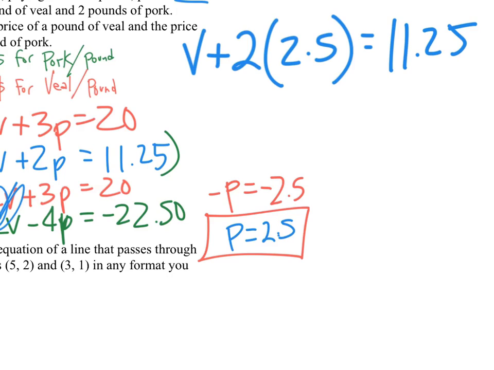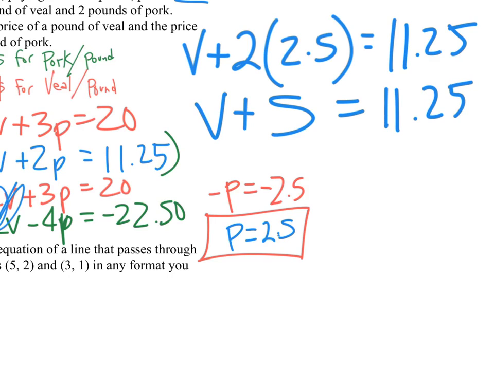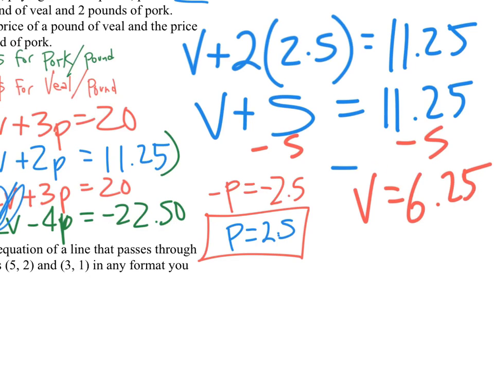2.5 times 2 is going to give us 5. So we've got veal plus 5 equals 11.25. We're going to need to obviously subtract 5 from both sides. And when we do that, veal is equal to 6.25. So the price per pound of pork is $2.50. The veal is a little bit more expensive, actually almost three times as much, at $6.25.